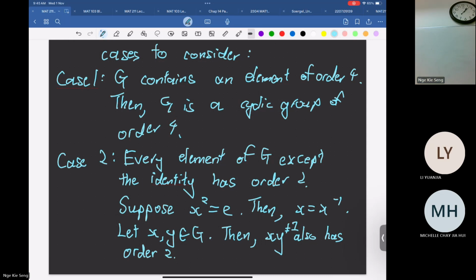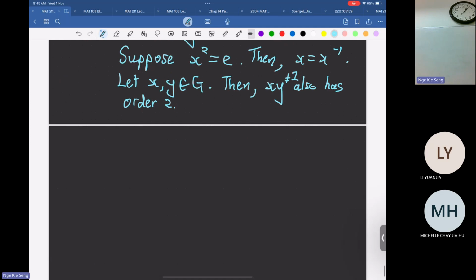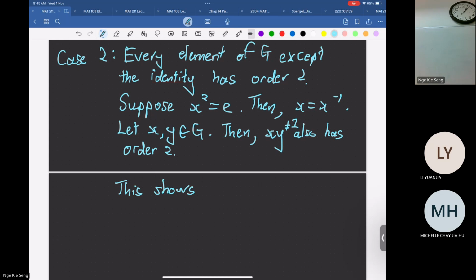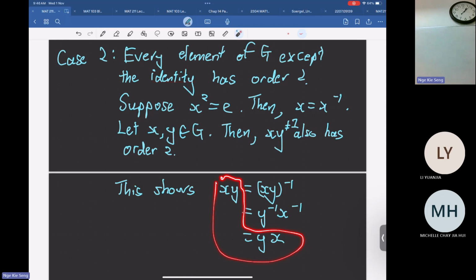Again, this shows what? What's order 2 about? This shows that xy equals its inverse. Its inverse is what? (xy) inverse, which is y inverse x inverse. Fair enough. But what is y inverse x inverse? It is actually yx, because all the elements in G have order 2. So actually, all the elements commute with each other.